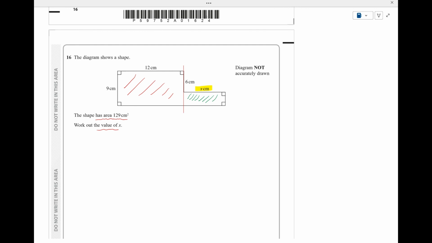Let's try it. Let's first of all work out the area of the red. The area of that red rectangle is 9 times 12, isn't it? Use my calculator. 9 times 12, 108. So the area of the green must be 129 minus 108. 129 minus 108, 21, right? So the green has an area of 21.